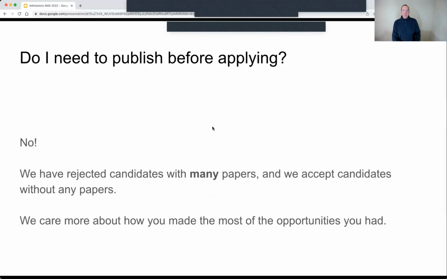Do I need to publish before applying? I already said this. No, you do not. Every year we reject candidates with many papers. I am really blown away at the number of papers some of our candidates who apply have, and we still don't take some of those people, and we accept many candidates who do not have papers. Again, we care more about how you made the most of the opportunities you had. So if you had the opportunities to publish and you published, that's fantastic. If you did not have opportunities to publish papers, then we're not going to expect you to publish papers.